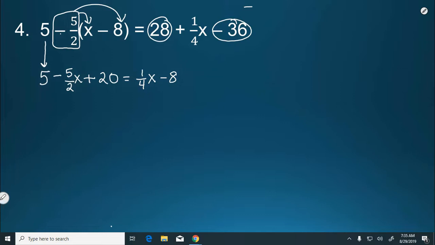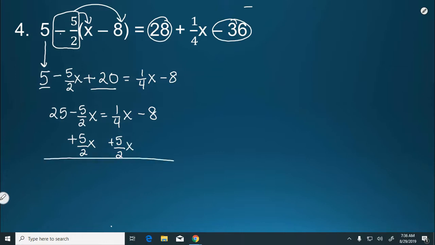Now I'm going to use the substitution property of equality again to combine this 5 and the positive 20. So I get 25 minus 5 halves x equals 1/4 x minus 8. Now I want to get my coefficients of x together. Makes more sense to add 5 halves to 1/4 than to subtract 1/4 from negative 5 halves. So I'm going to add that, get rid of the negative, bring down my 25 and my equal sign.